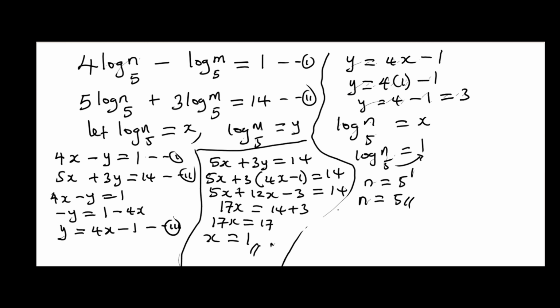Now for m, the same principle again. log m base 5 is equal to y. What is y? y equal to 3. Therefore, m now is equal to 5 raised to power 3, which is equal to 125.